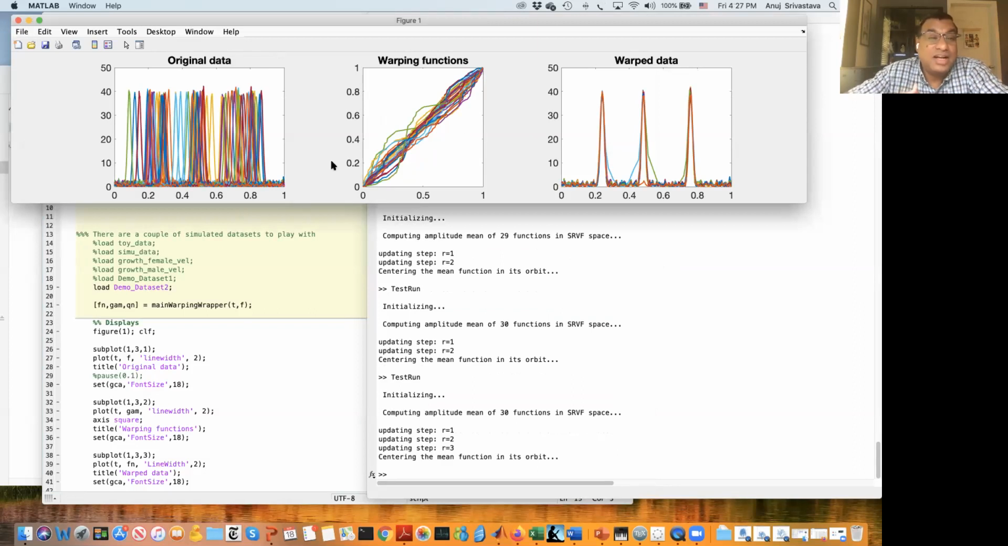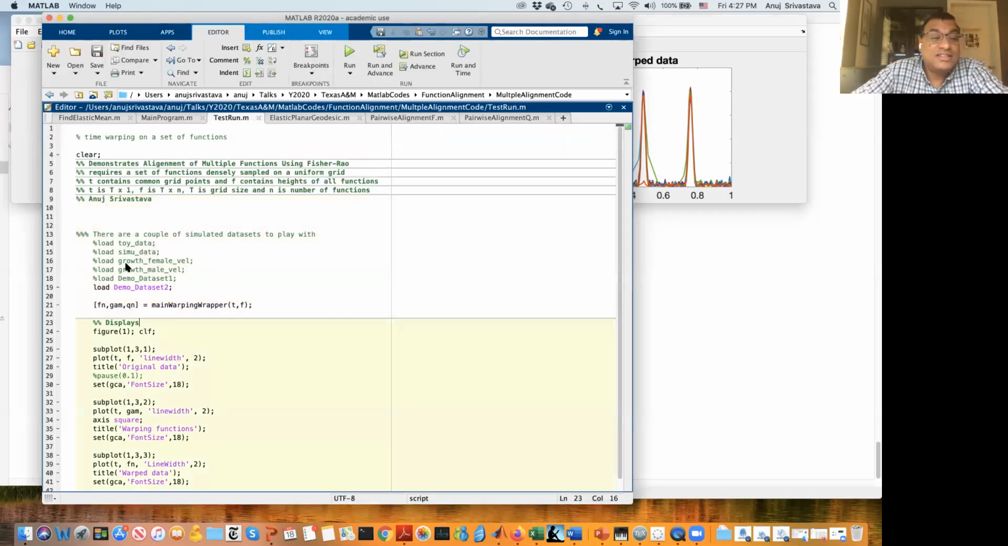On the left, you have functions. They have very different locations of the peaks. They have very different number of peaks sometimes. Some have 2 peaks, some have 3 peaks. And on the right, you see the alignment. Okay. It's near perfect alignment, and nothing one can fault for that. There are some real data sets. The growth data set I mentioned is already there, and you can play with it.